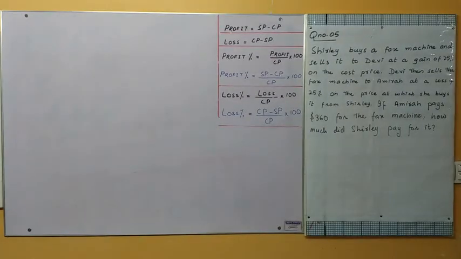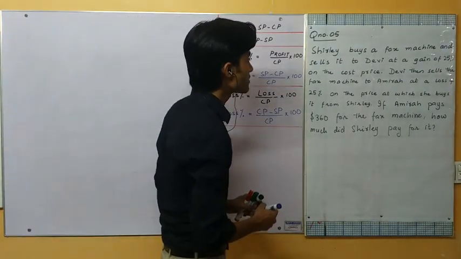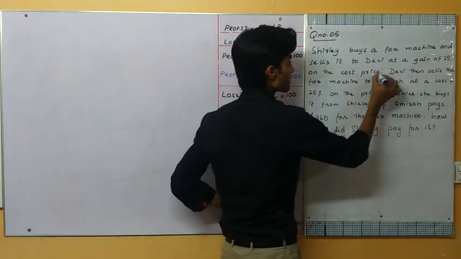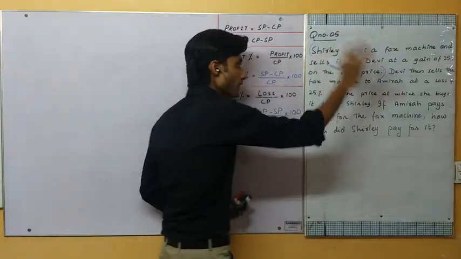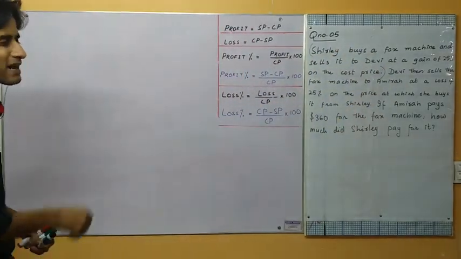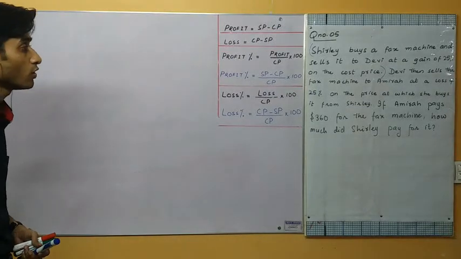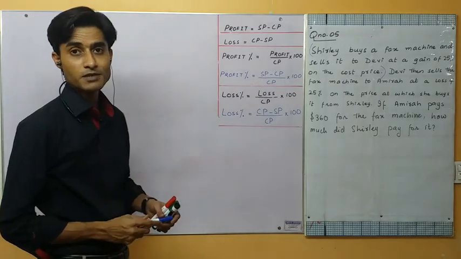First of all, let me divide the question into fewer parts. Shirley buys the fax machine and sells it to Devi at a gain of 25% on the cost price. This is the first part, where Shirley and Devi are involved. Shirley buys the machine at a certain price. Do we know the price? No, we don't.